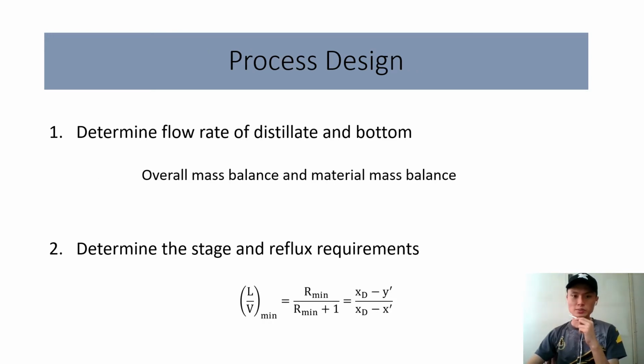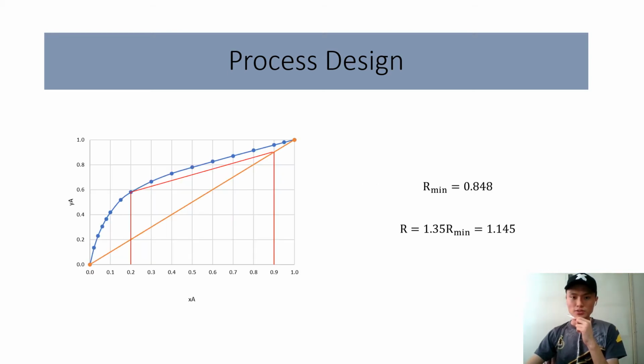First step, we need to determine the flow rates. So we will use the overall mass balance, also a material mass balance. The second step, we need to determine the number of stages and also reflux. So by using this equation, we can draw a graph and we found that R minimum equals 0.848 and also R from the equation given equals 1.35 R minimum. Okay, so we can get this value.